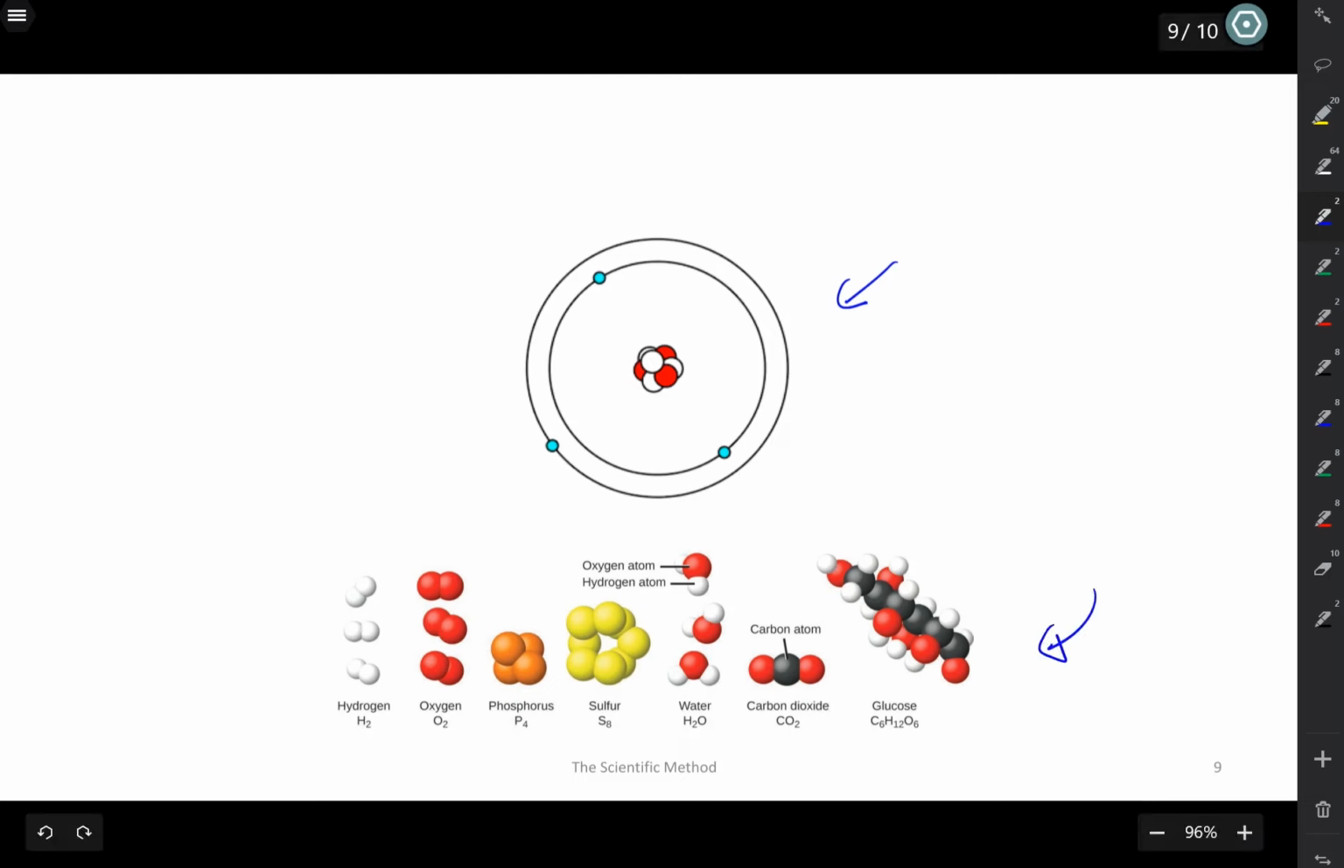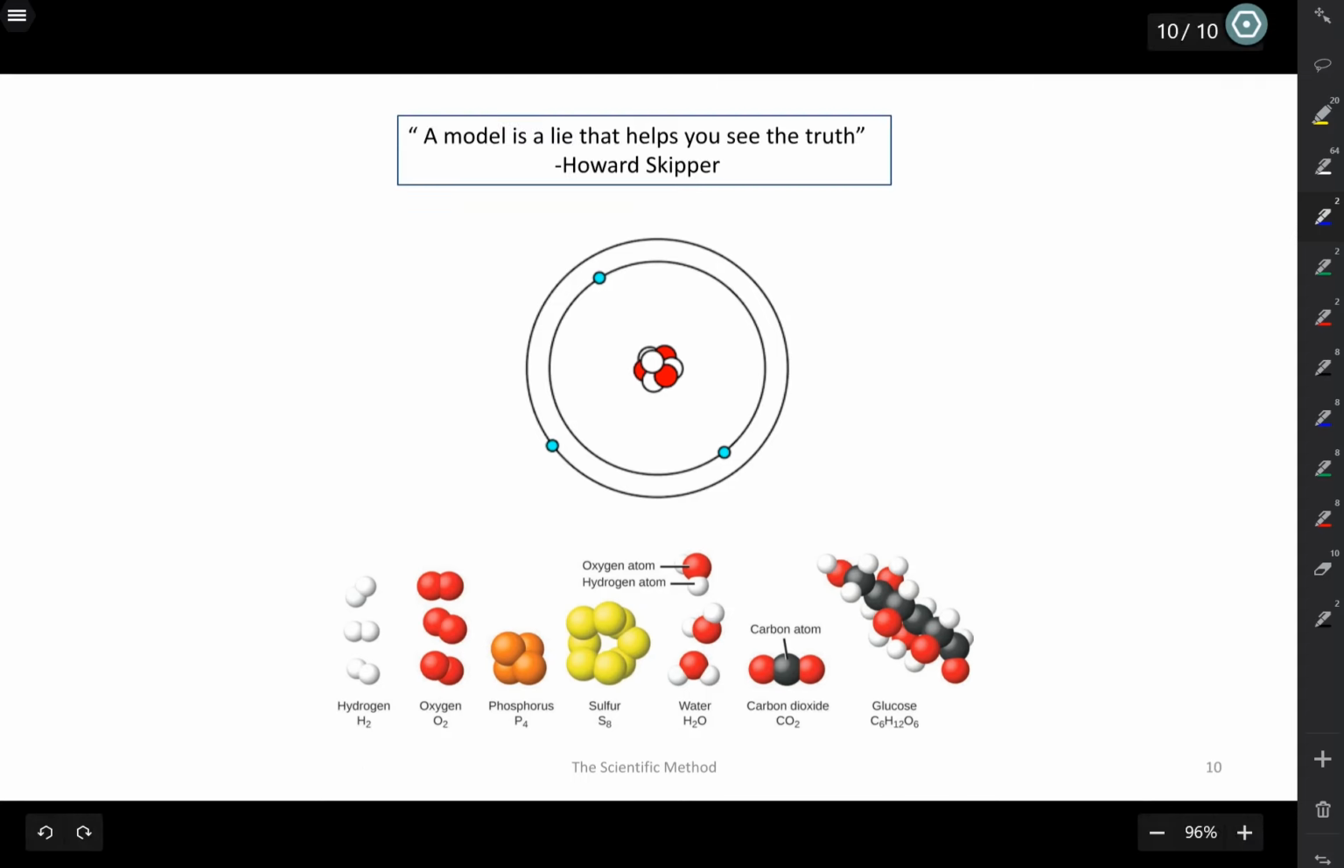Down here, we're also looking at some chemical structures of hydrogen, so diatomic hydrogen, diatomic oxygen, and all the way up here to the model of glucose. Okay, these are all models. These are representations of how we as humans make sense of our natural world. So one of my favorite quotes to keep in mind while learning about any new science is, "A model is a lie that helps you see the truth." Okay, so keep this in mind throughout our class, right?